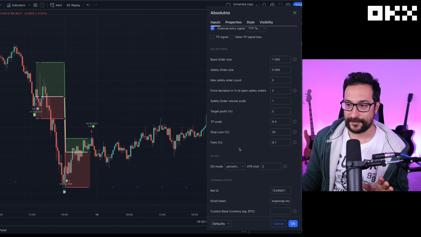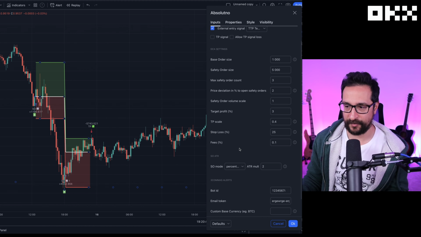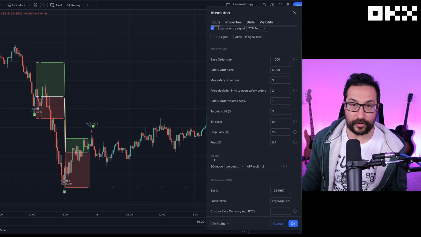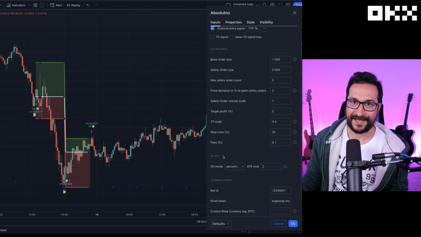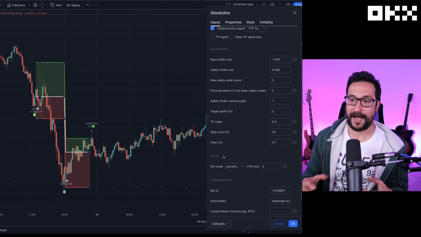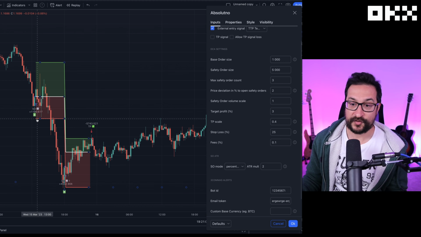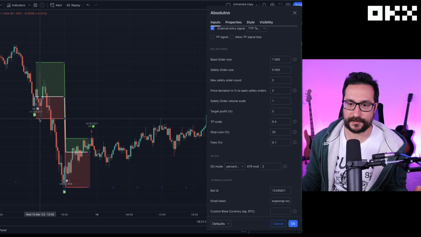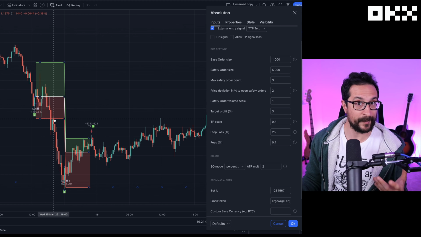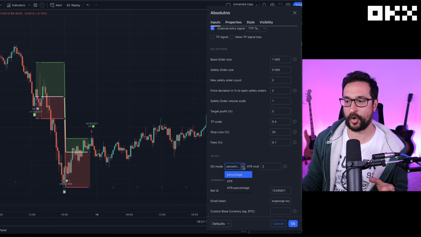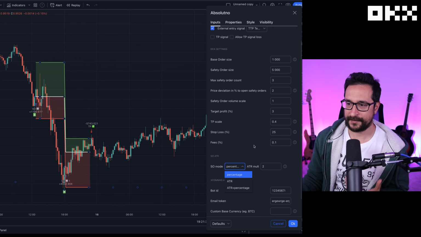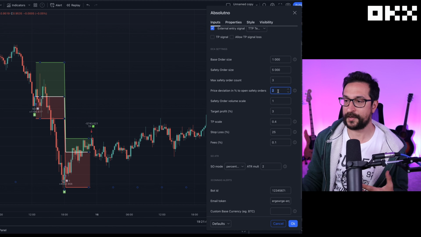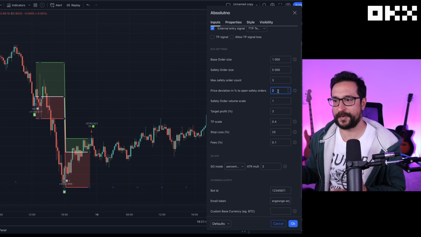I'm going to show you something that you probably never seen before, the safety order ATR. If you are familiar with average true range, it's an indicator that tells us how volatile the market is. So far, we've seen only safety orders that are stuck in the same place. We have 3 different options that we can use for safety order placement. The percentage mode is pretty much the same as 3commas. Every safety order is placed 2% below the previous one.